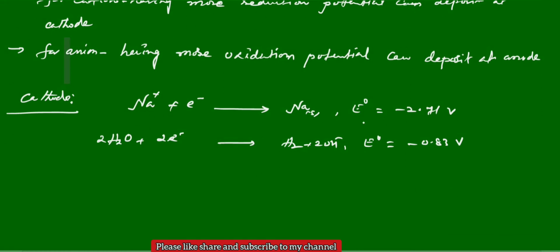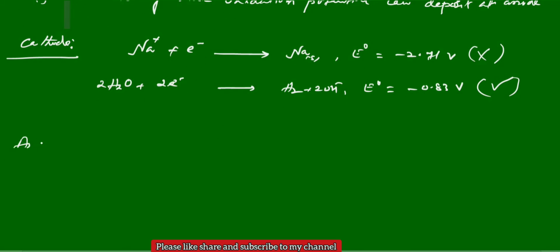Out of these two, the first reaction, sodium, has electrode potential minus 2.71, whereas water, to liberate hydrogen, has a reduction potential of minus 0.83. So out of these two, the second reaction has the more reduction potential value, as minus 0.83 is more than minus 2.71. So this reaction can take place at cathode instead of the first reaction. Means water can liberate hydrogen at cathode instead of the deposition of sodium according to the reduction potential values. And similarly at anode.